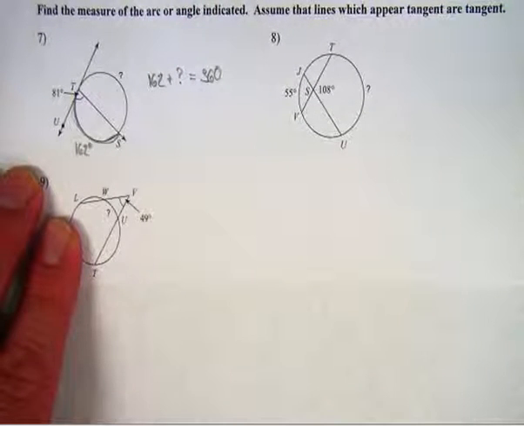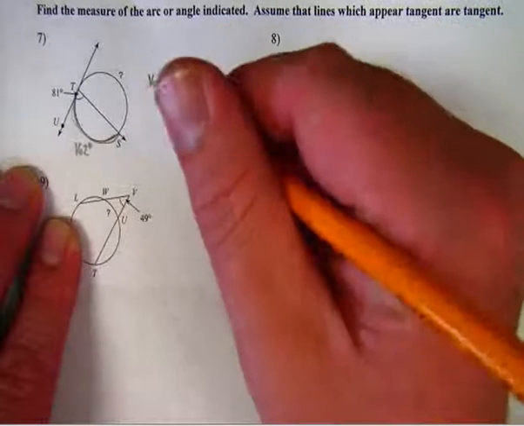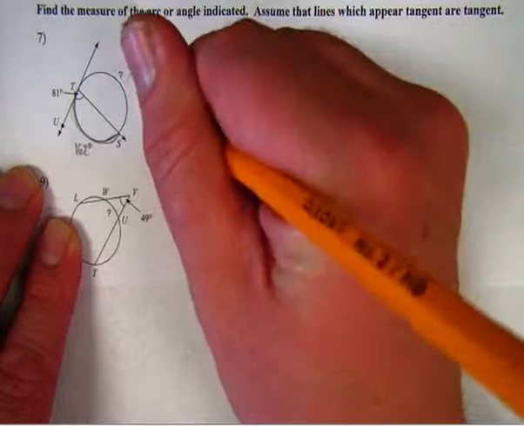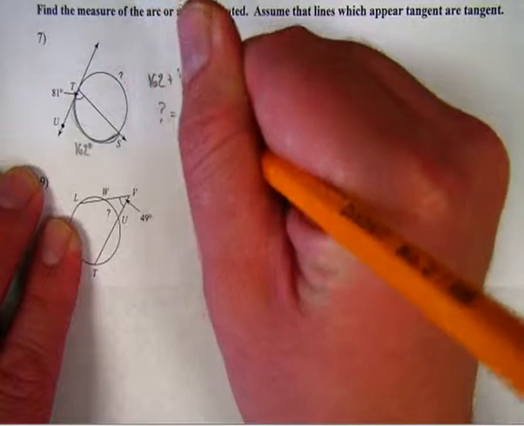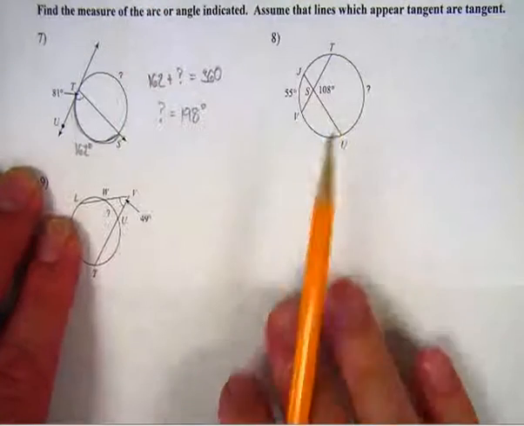So all I have to do is take 360 and subtract 162. And what I'll find is that the unknown arc measure would be 198 degrees.